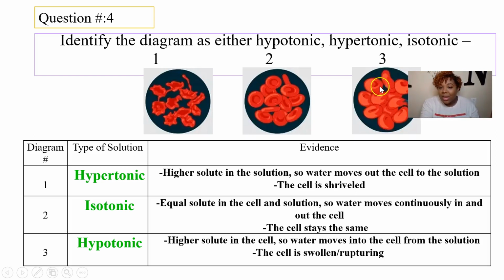Okay, and then the third one is hypotonic. So we notice the cells are a lot bigger than the original one. And that means that water is entering the cell. Well, why does water enter? There's a high concentration of solute inside of that cell, which means the water is going to flow in, and there's a possibility it might rupture as well.